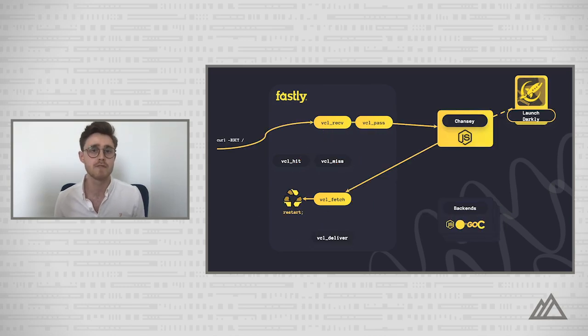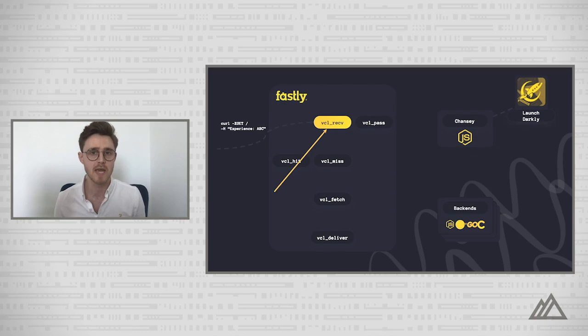So here's the second request for the same content. Phase 1, like before, hits Chansey and restarts. And then phase 2 has that important experience header. And as you can see, the experience value, in this example ABC, is the same as the previous request. So this user should receive the same experience.